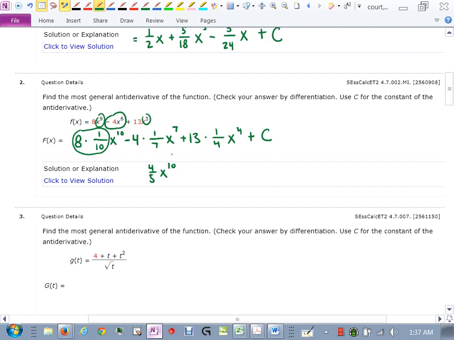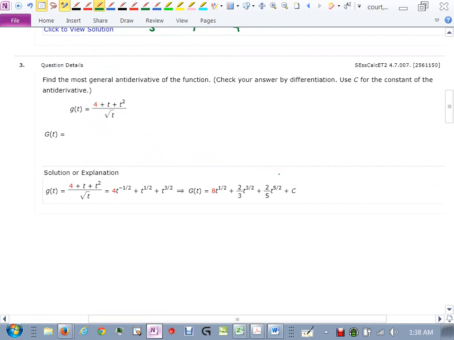X to the 10th. And then right here, put those together, I get negative 4/7 x to the 7th. And I put these two together here, plus 13/4 x to the 4th, plus my constant.